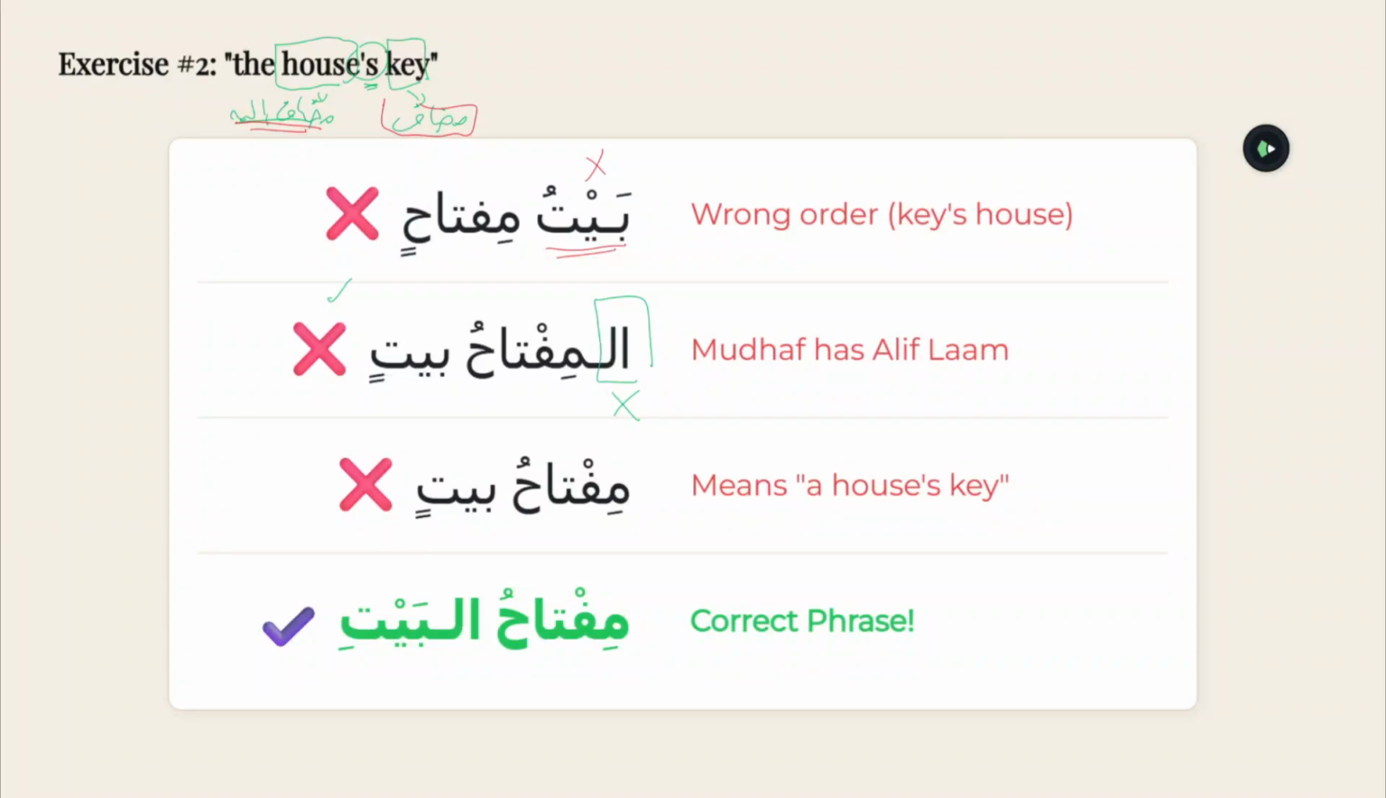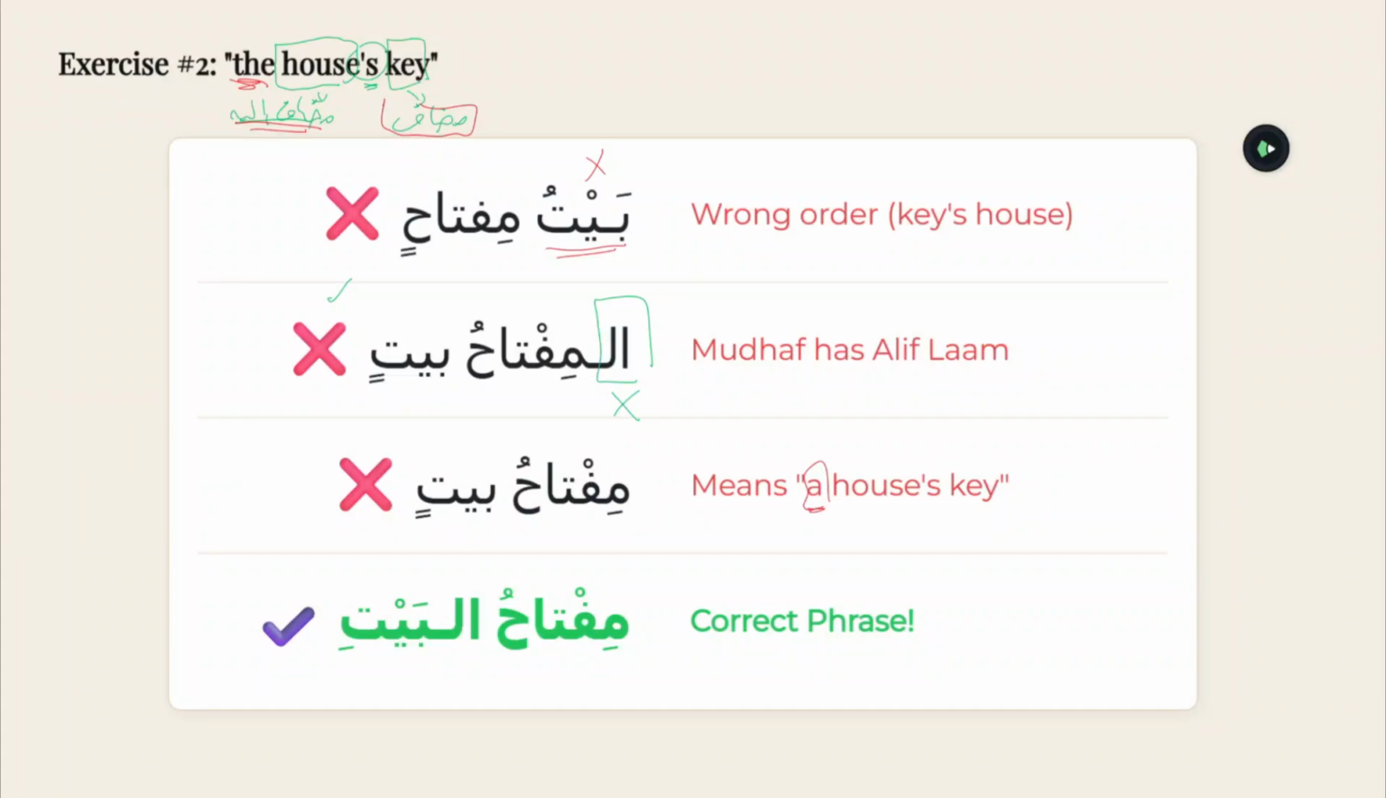Now, in terms of the rules of mudaf ilayh, this is correct. Rule number 1, mudaf comes first, miftah is coming first, mudaf ilayh comes second, bayt is coming second. Rule number 2, mudaf cannot have alif lam or tanween. Rule number 3, mudaf ilayh falls under the position of jar, and jar is reflected by a kasra. So in terms of the rules, that's correct. But in terms of translation, this means a house's key. I wanted the house's key. That's why the correct phrase is miftahul bayti.